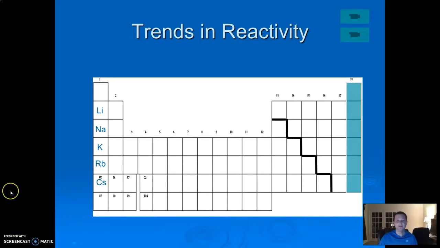Pay attention to what happens to the reactivity of the elements between lithium and cesium as we move down the periodic table. And then we're going to try to explain that a little bit and look at some trends in reactivity on the other side of the periodic table. So let's take a look at that, and then we'll pick up from there.